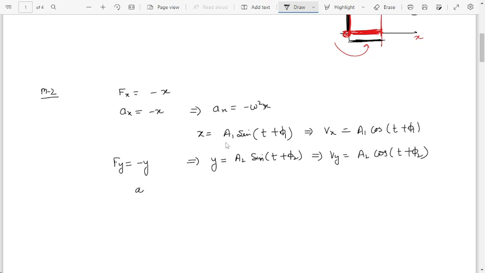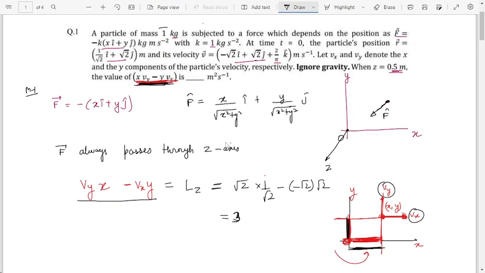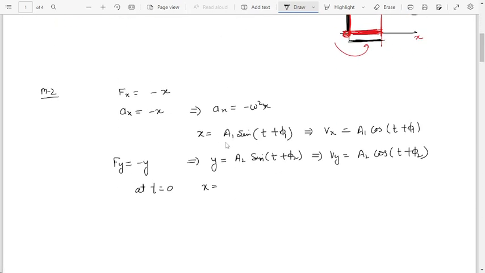At t equals to 0, you have been given that x was 1 by root 2 and Vx was minus root 2, correct? So if you put t equals to 0 in these two equations, what are you going to get? 1 by root 2 is equal to A1 into sine phi 1. You could have found this value using phasors as well. And similarly, minus root 2 will be equal to a1 into cos phi 1.